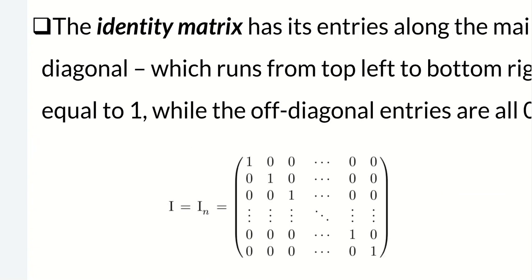Then we also have the identity matrix. The identity matrix along the diagonal has values which are 1. Apart from that, any other place it is 0. So this is the diagonal here. You are going to see 1, 1, 1, 1, 1, 1.